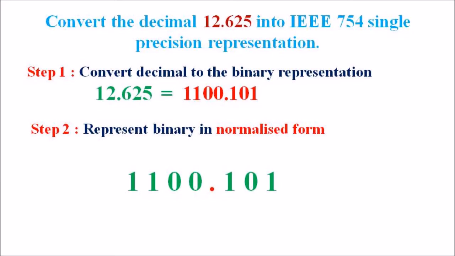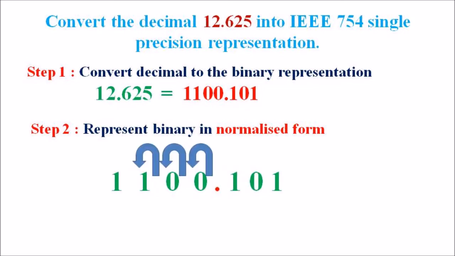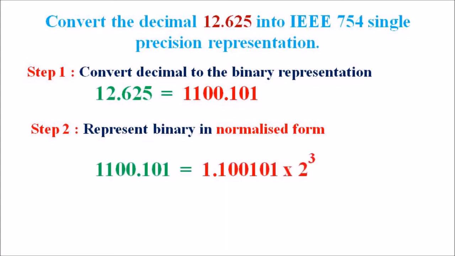Here we are dealing with a floating point number, 1100.101. The binary point should be shifted 3 places towards the left, which results in 1.100101 times 2 raised to 3. The exponent is 3, as we shifted the point 3 places towards the left. So this is step 2, representing the binary in the normalized form. That is, the binary number 1100.101 can be represented in normalized form as 1.100101 times 2 raised to 3.